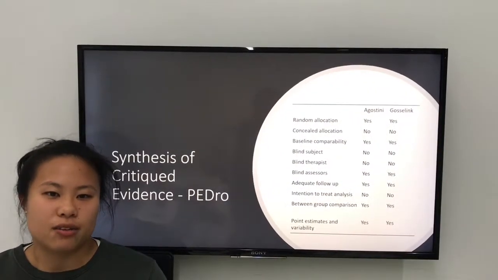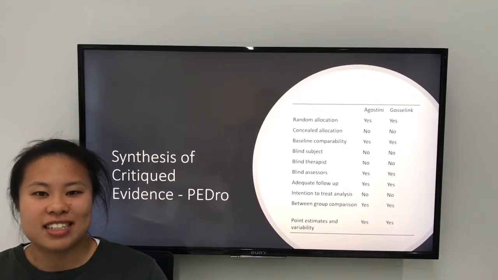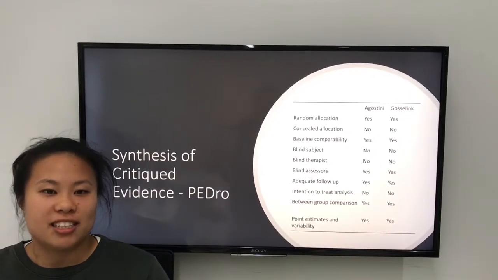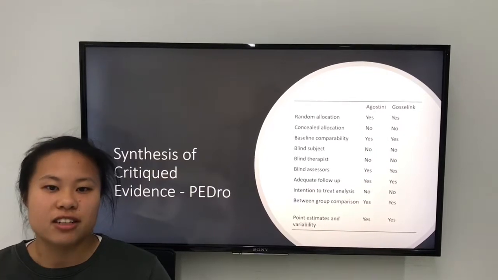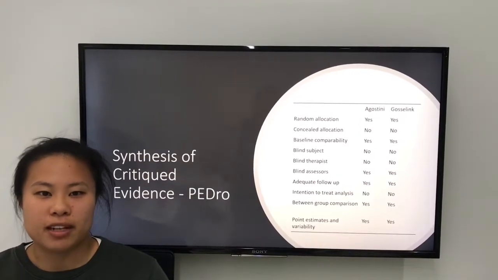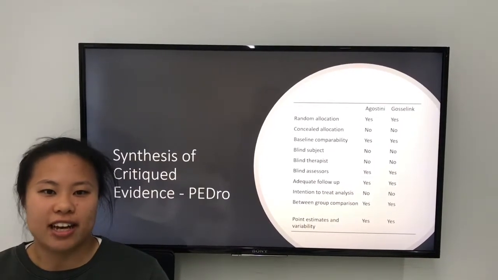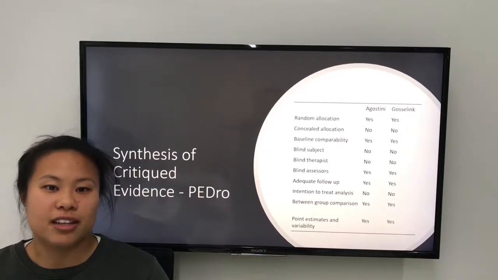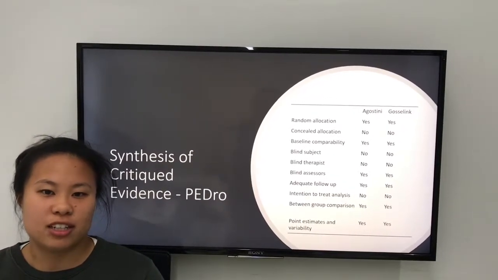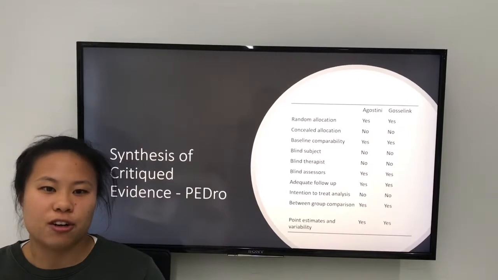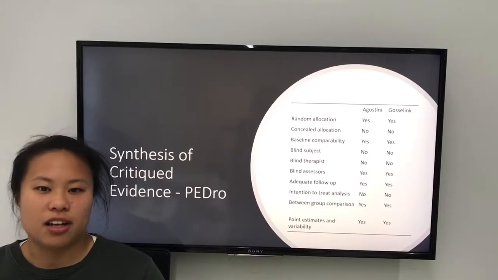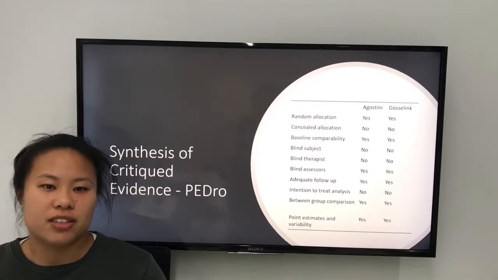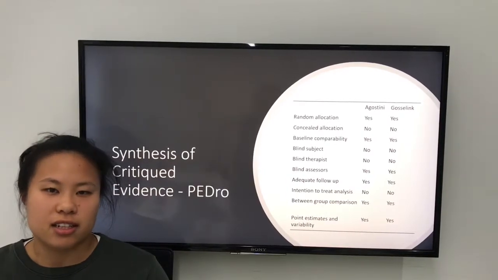According to the PEDro scale, both of the studies received a 6 out of 10. Both studies did not have concealed allocation, subject blinding, therapist blinding, and neither had an intention to treat analysis. It should be noted that blinding of therapist and patient is not possible due to the nature of incentive spirometry as a treatment. Consequently, these two negatives are not true faults in study design.